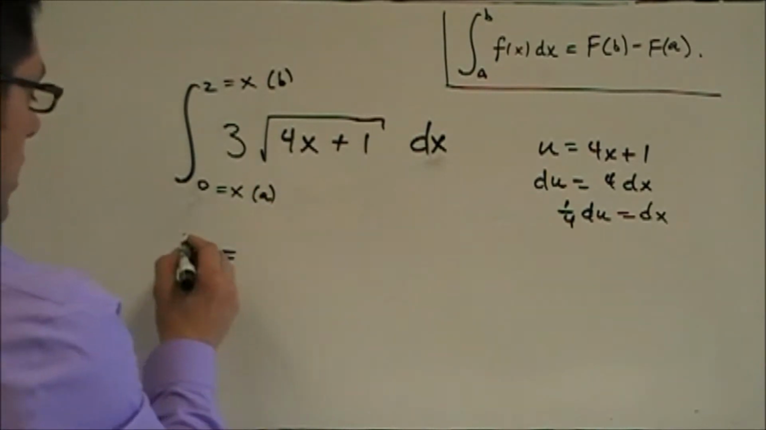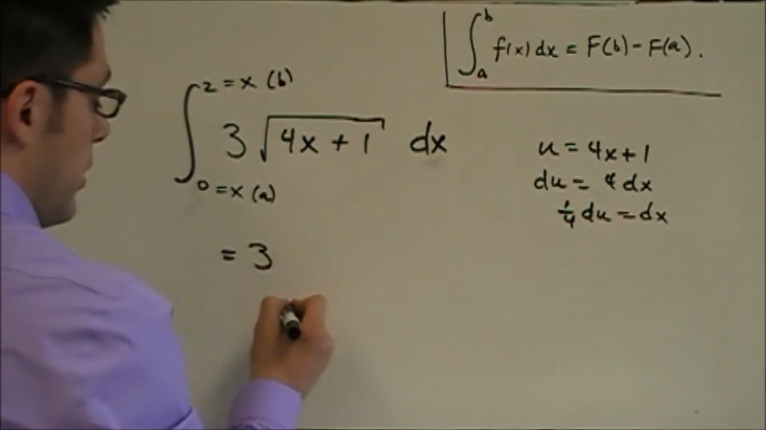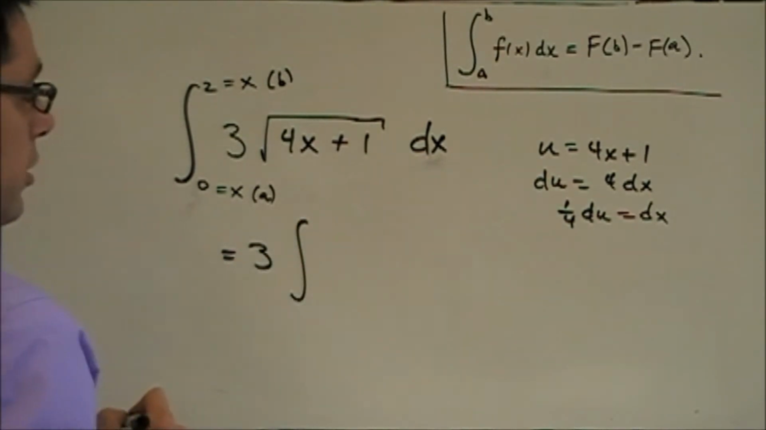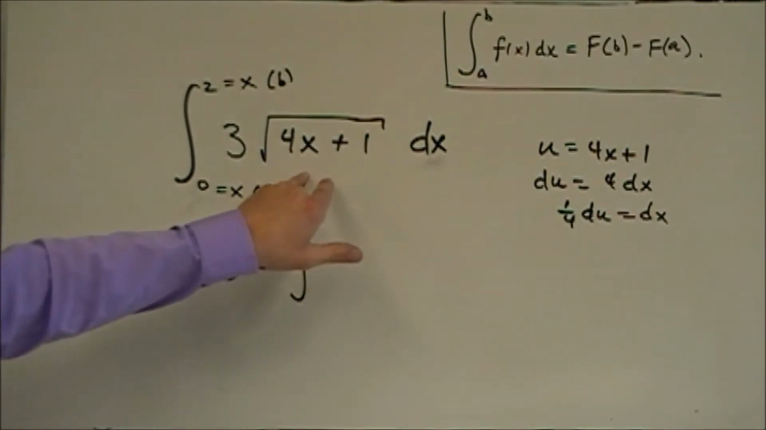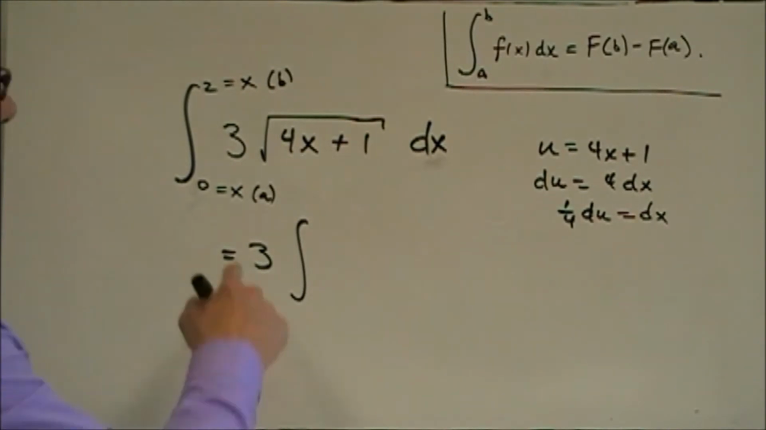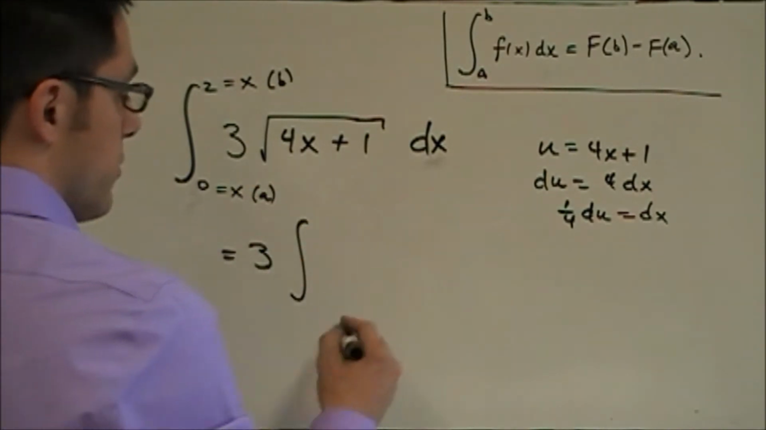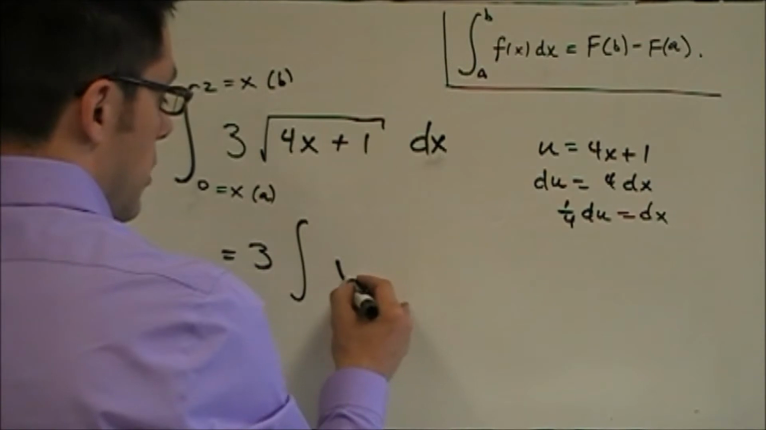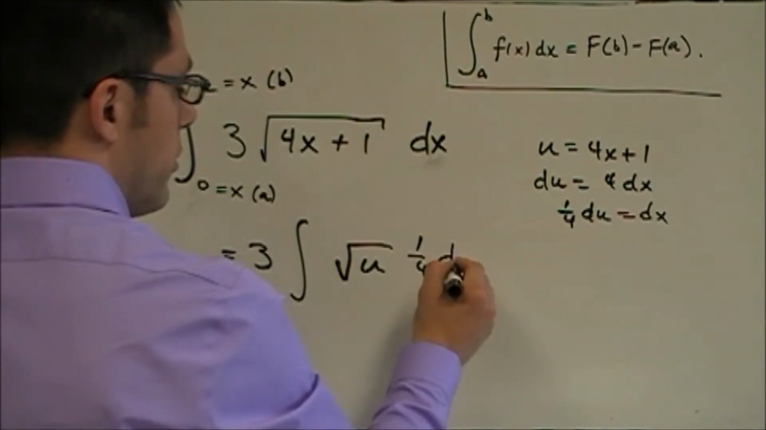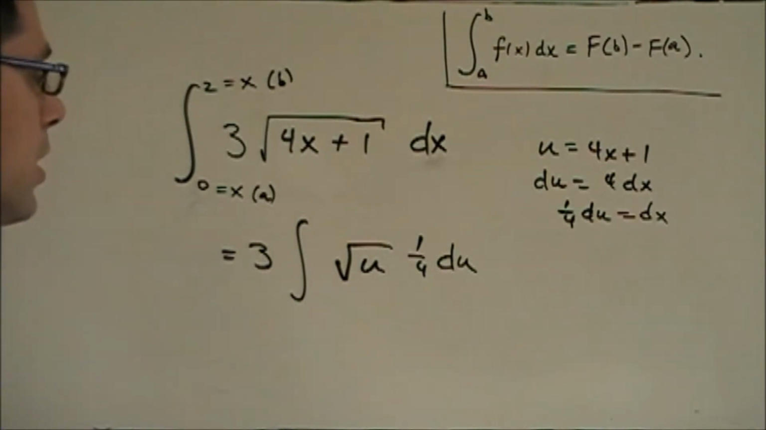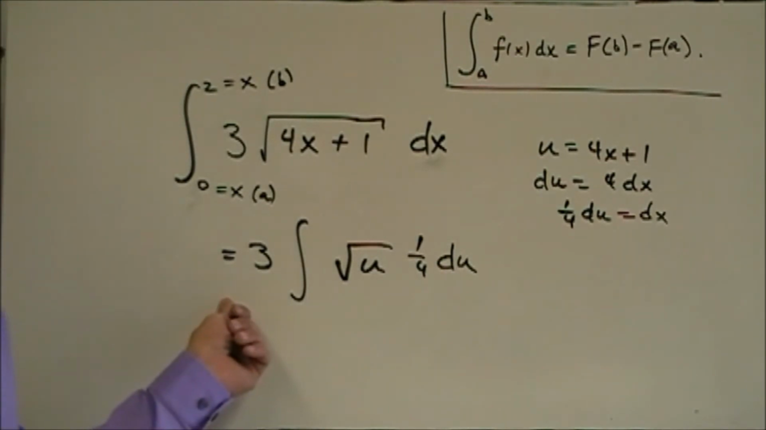So first of all, I'm going to pull the 3 out front, put an integral here. I'm going to leave the endpoints for now. I'm not going to put any values there. I'll deal with that in a minute. Let me first write down what I have for my integrand in terms of u's. So really this is going to be the square root of u, and dx is 1/4 du. But of course, with the 1/4, I can just throw it out front again.